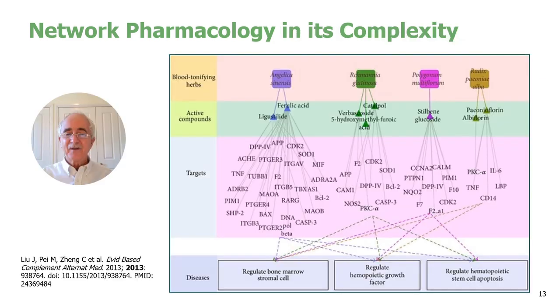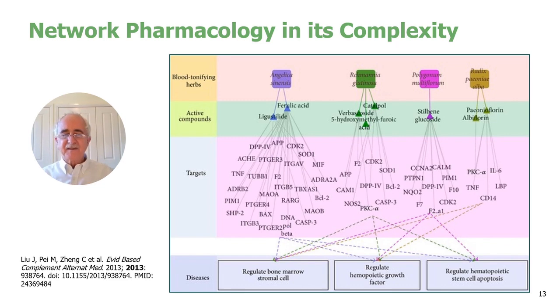It looks like this. So you can see that this is network pharmacology in its complexity. And up the top, you've got 4 different herbs, which are in a combination that's used to help stimulate cell production from bone marrow. And you see they've picked out from each herb a range of phytochemical constituents and the targets that they hit and the effects they have.